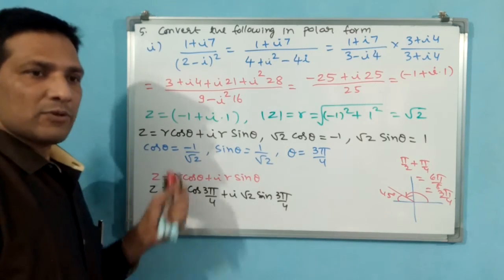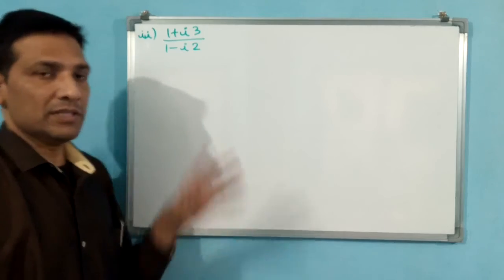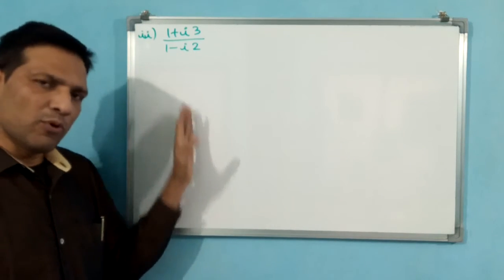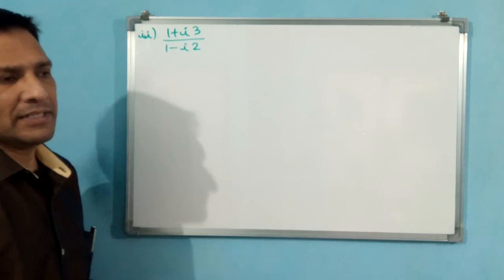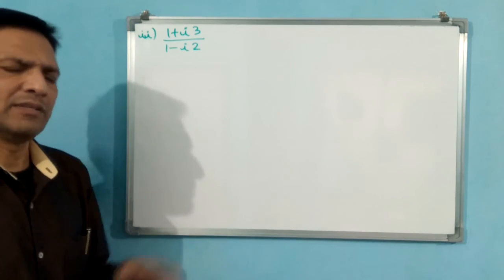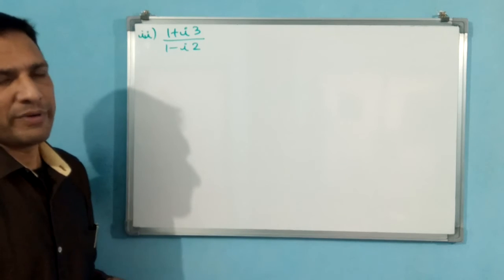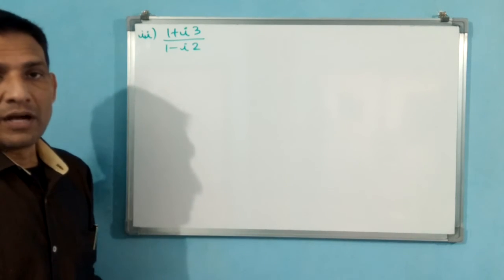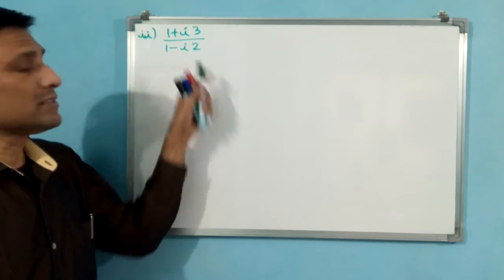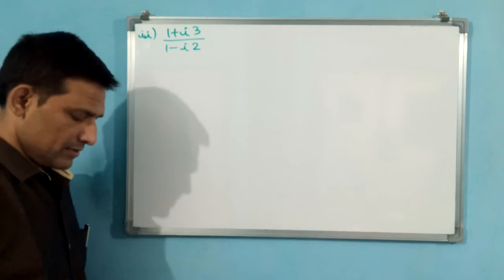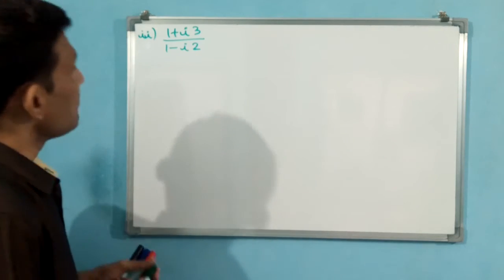This is the answer for the first part of the 5th question. Let us go for the second part. See this, the second part of the fifth question. Same, we have to convert finally to polar form. See, in polar form, when one complex number z is there, we can find theta, the argument, and modulus. But here two complex numbers are there. Unless you do rationalization, this is not going to become one complex number. Let us do rationalization. Directly I am doing rationalization.